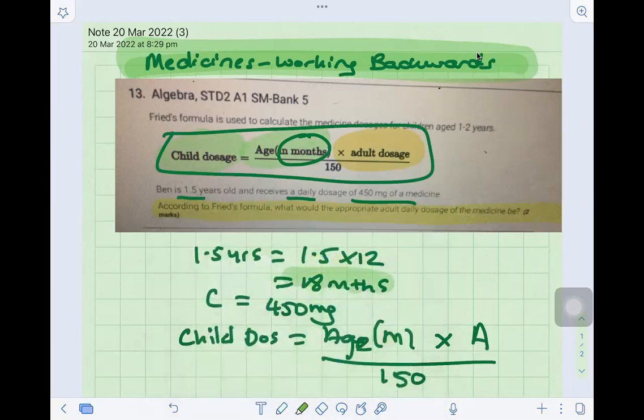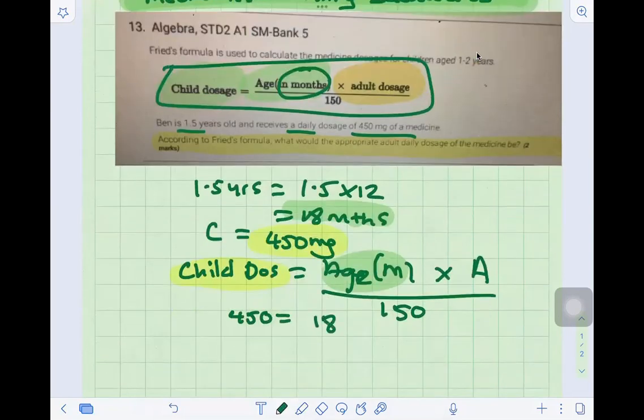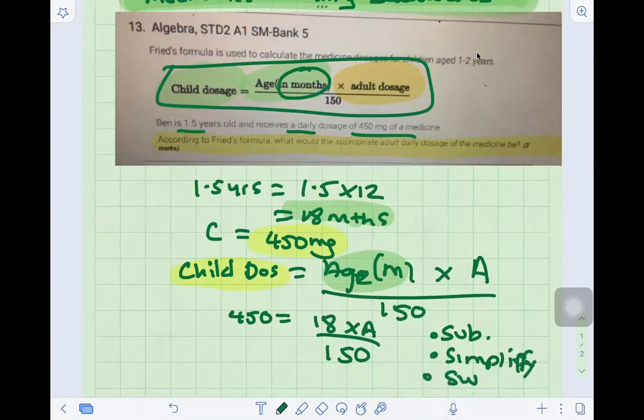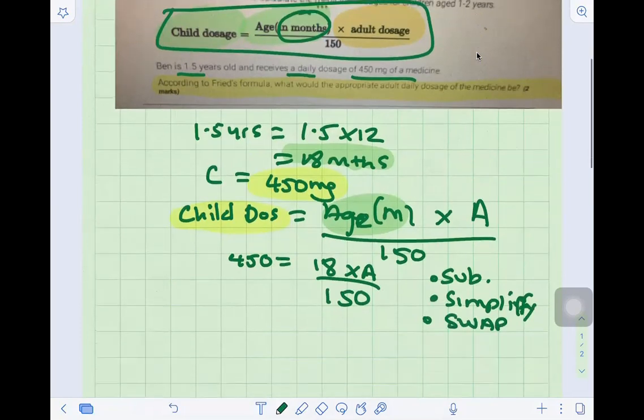So the child's age is 18 months and the child's dose is 450. So you put 450 equals 18 for the age times the adult dose on 150. So you substitute, simplify if you can. And the thing that I really think is important is to swap the sides and then solve it.